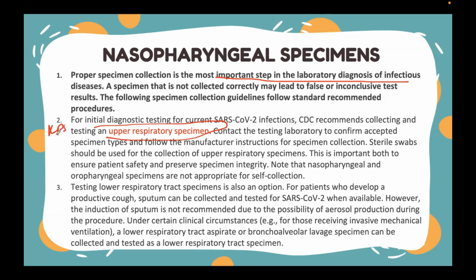So yun talaga yung pinaka-first choice natin, NPS or OPS, kapag mag-test tayo ng mga COVID-19 samples. However, pag hindi po applicable, pwede natin i-test naman si lower respiratory tract specimen. So sino po yung mga pwede nating pag-collectan ng mga ganito?